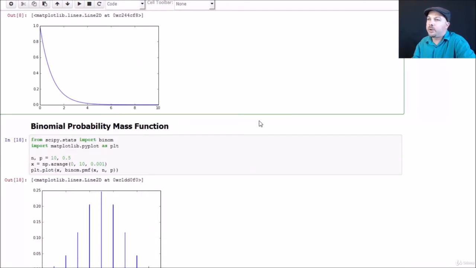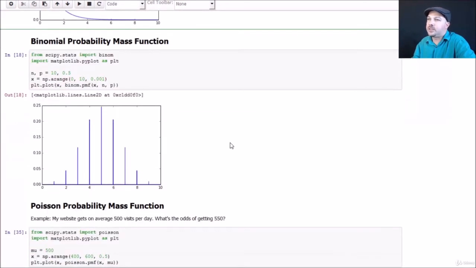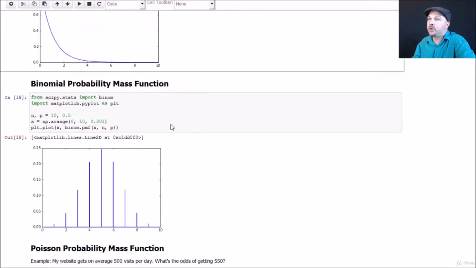We can also visualize probability mass functions. It's called the binomial probability mass function. And again, same syntax as before. So instead of expon or norm, we just use binom. And again, a reminder, probability mass function deals with discrete data. And in this case, we are dealing with discrete data, we have been all along, really. It's just how you think about it.